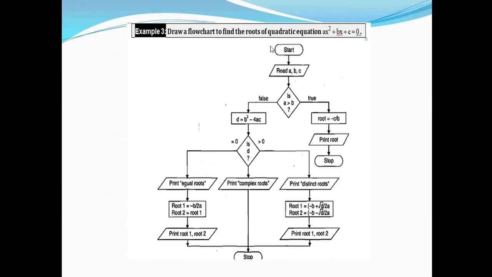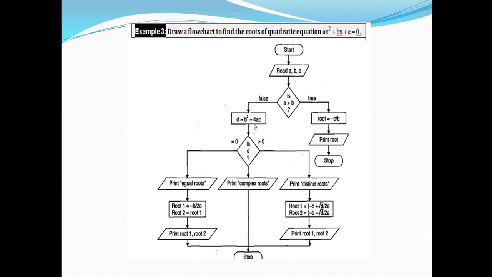So here this is the start of the flowchart and we are reading the values a, b and c. These are the values of the quadratic equation. Then we check the condition, is a greater than b. If a is greater than b, then the root value is nothing but minus c by b. Then it has one root, that is minus c by b. If a is not greater than b, then we have to calculate the d value. That is d is equal to b square minus 4ac.